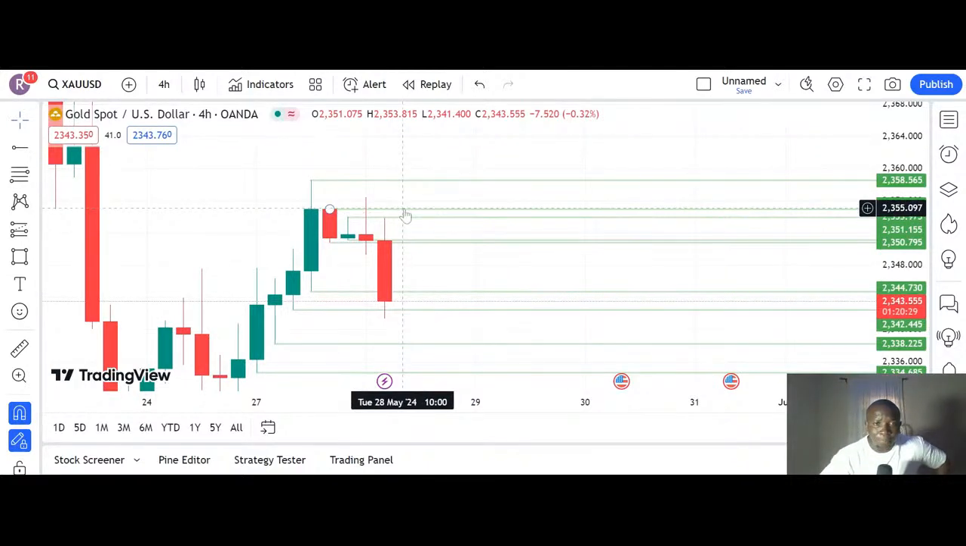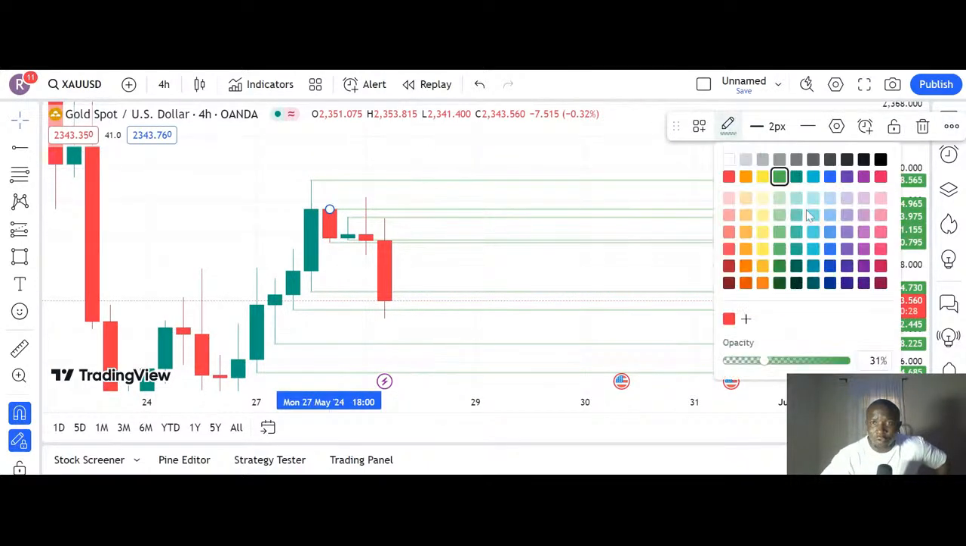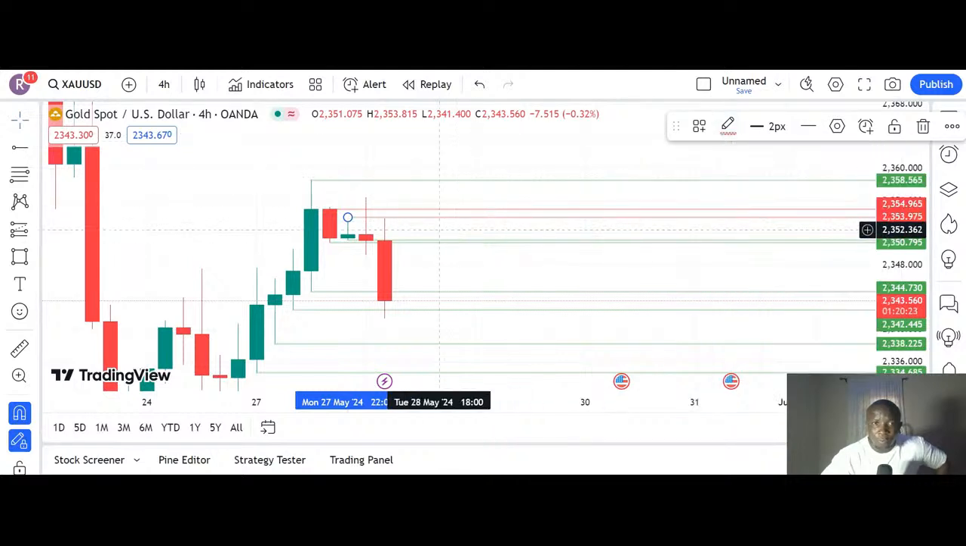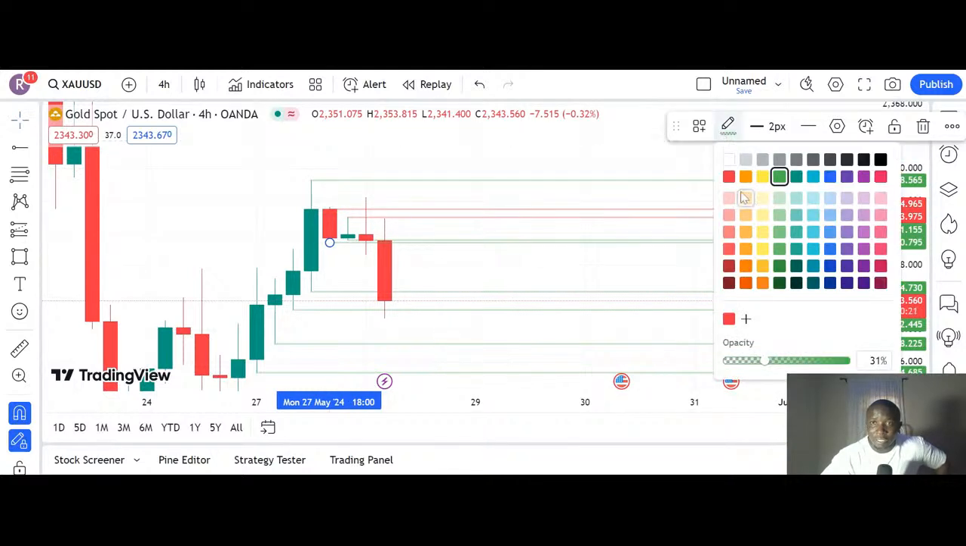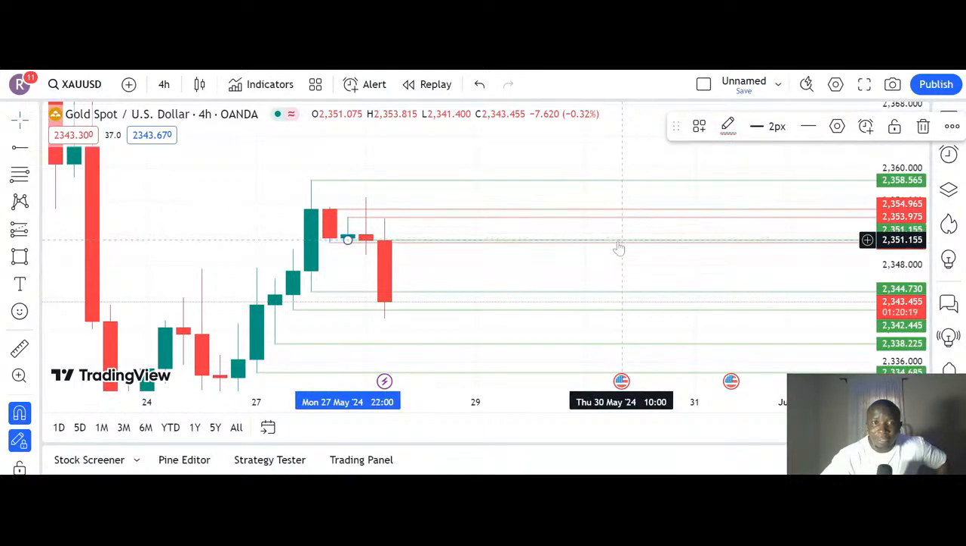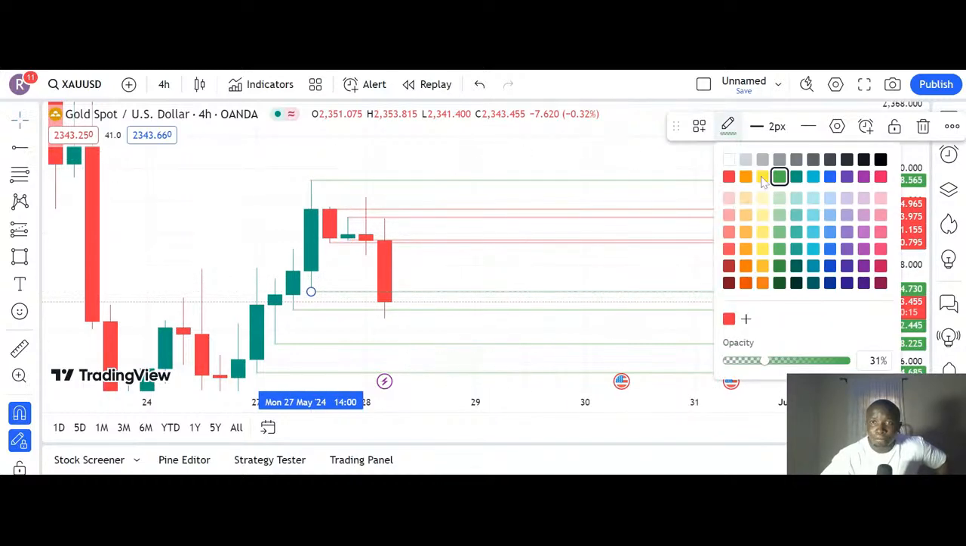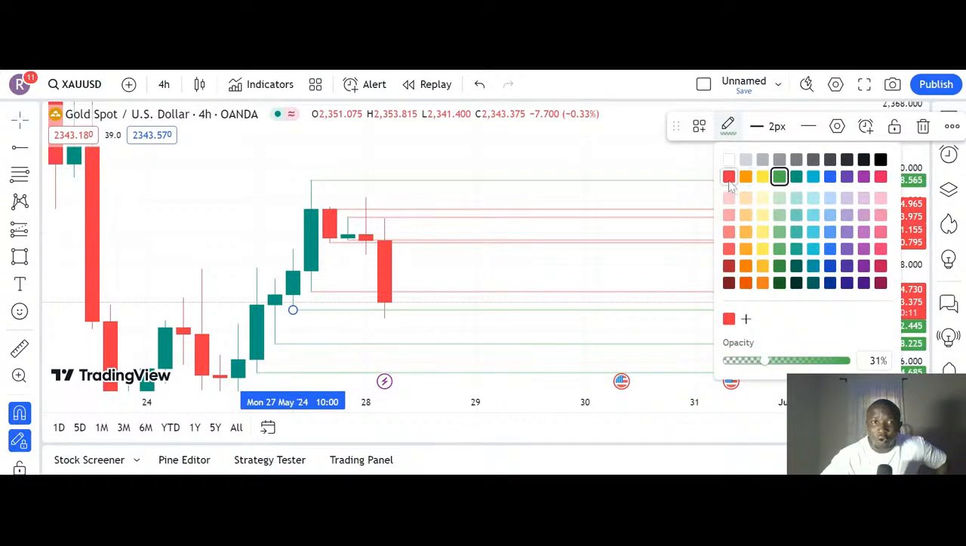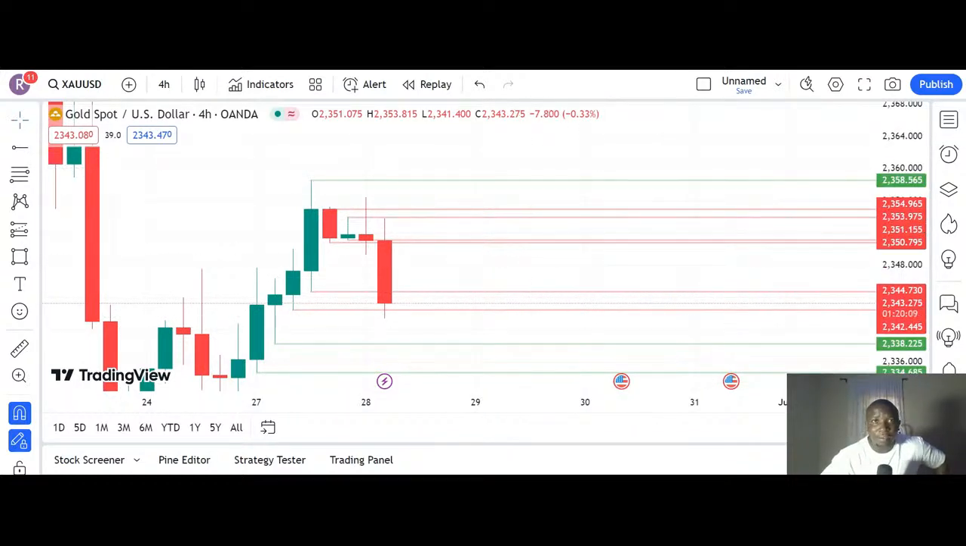So right here, this liquidity has been taken out, so I want to put it in red color. This has also been taken out from today's movement. This has also been taken out. So all those that have been taken out are going to be in red color. This has been taken out, and then this has also been taken out.